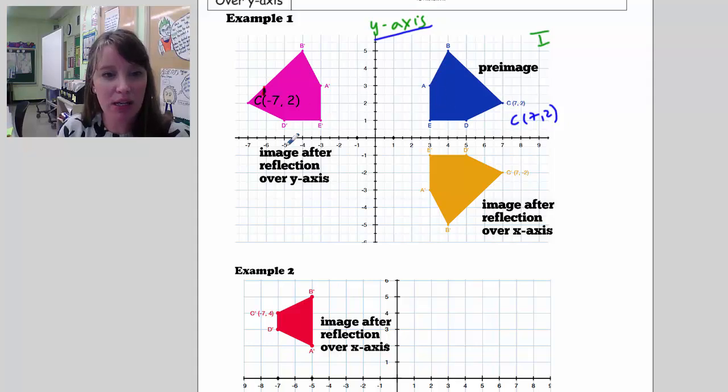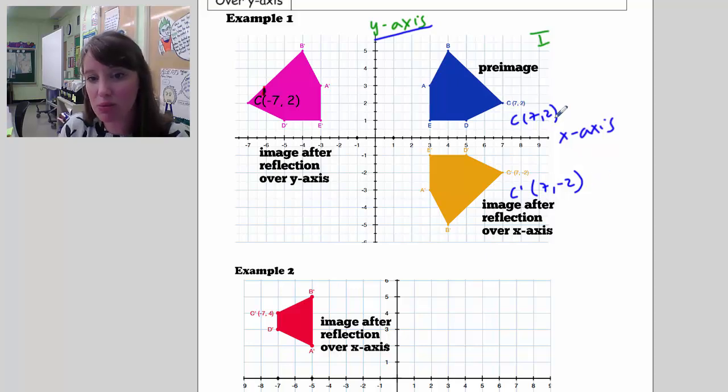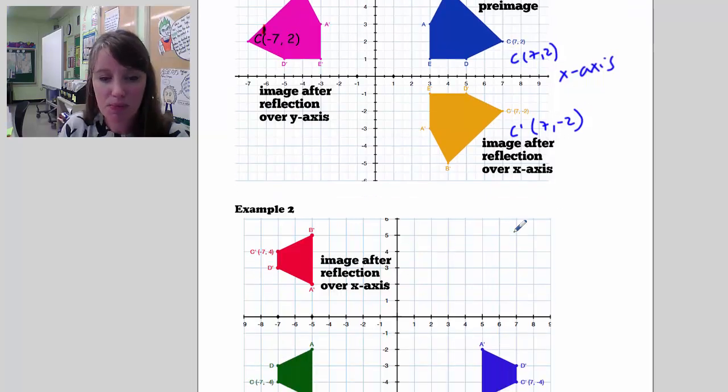Now let's pretend that I didn't reflect it over the y-axis, but instead I reflected it over the x-axis. Well, C prime in this situation becomes 7, negative 2. So what stayed the same after reflection over the x-axis is that the x coordinates stay the same and the y coordinates change from positive to negative. The magnitude is the same, so the absolute value of the y coordinates is 2 in both, but the signs change to their opposites. That's when the pre-image is in quadrant 1.